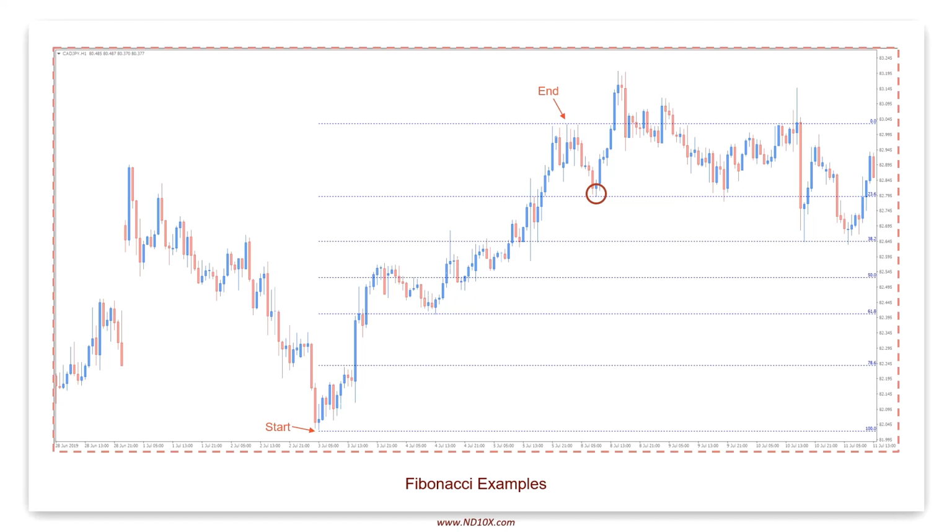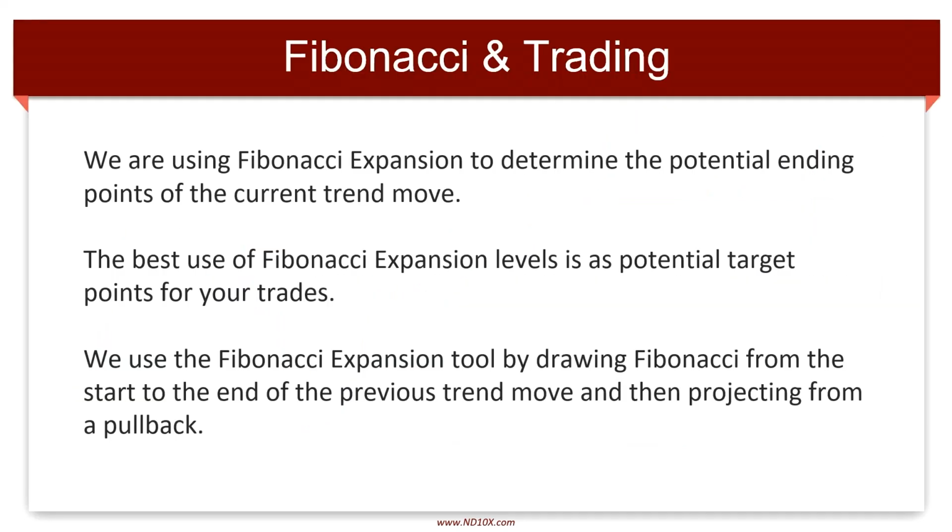We are using Fibonacci expansion to determine the potential ending points of the current trend move. The best use of Fibonacci expansion level is the potential target points for your trades. We use the Fibonacci expansion tool by drawing Fibonacci from the start to the end of the previous trend move and then projecting from a pullback.